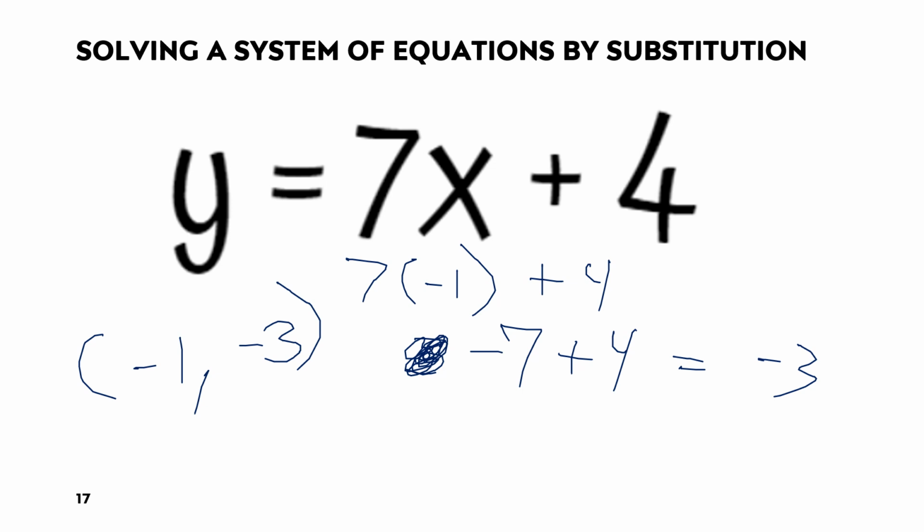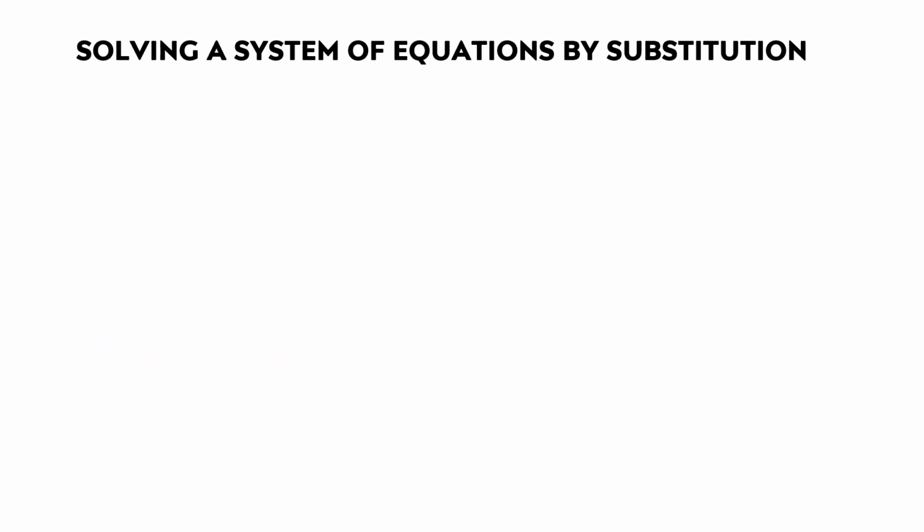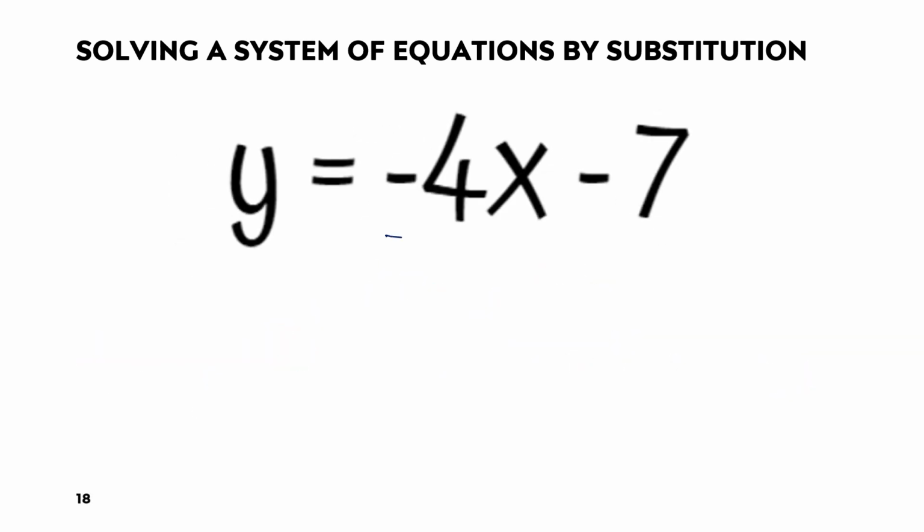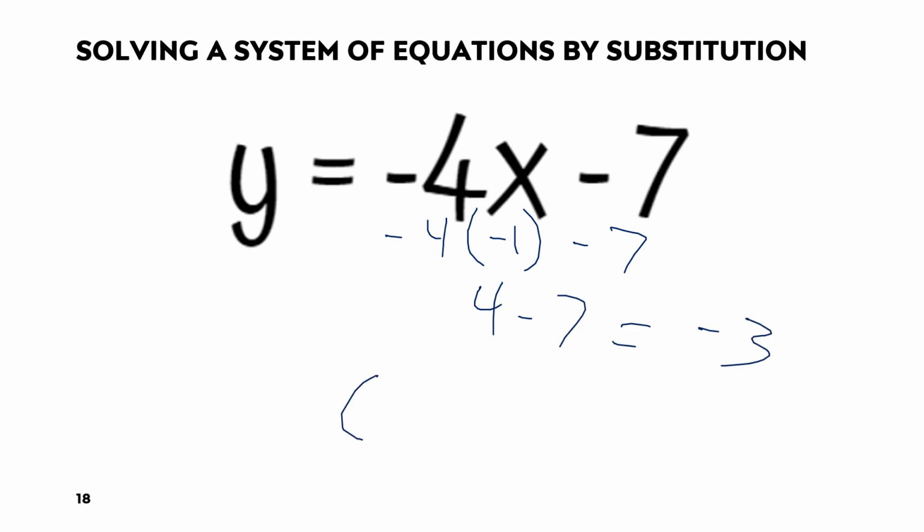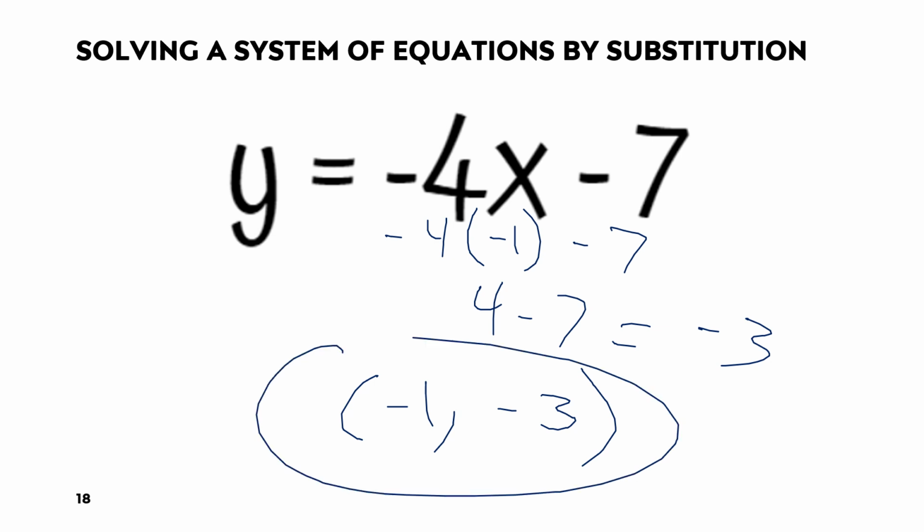Let's look at the other equation that was given to us. So we had negative 4 times negative 1 minus 7. So negative times a negative is a positive. 4 times 1 is 4. 4 minus 7 is negative 3. So once again, we got negative 1, negative 3. So that's the solution to our first system that we've done by substitution: negative 1, negative 3.